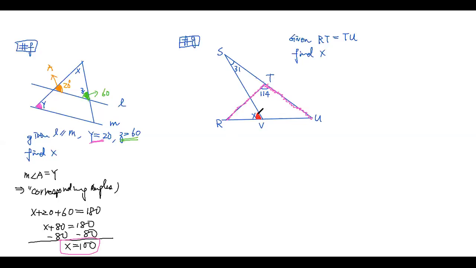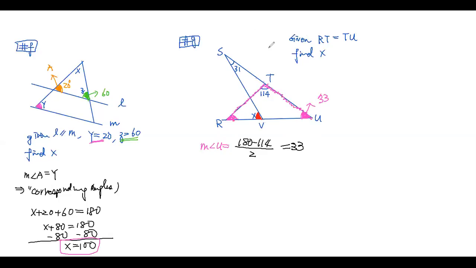I say, okay, how am I going to get that? First you will see, hey, this is isosceles. We know if it's isosceles, then these two angles will be equal, right? Because this is an isosceles triangle, if I find U, I can find the other one here. So angle U will be equal to 180 minus 114, divided by 2. The reason I divide by 2 is that U and R are the same. So 180 minus 114 divided by 2 is 33 degrees, correct? So this one here is 33 degrees.